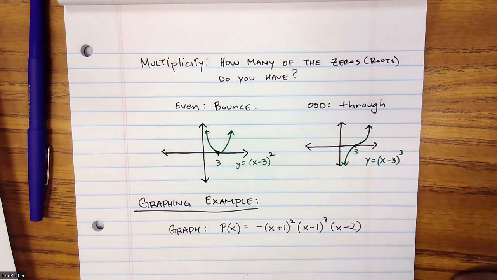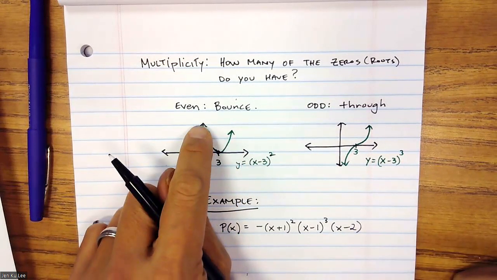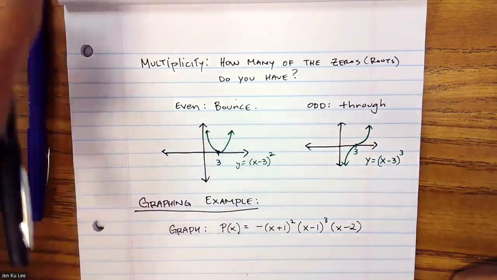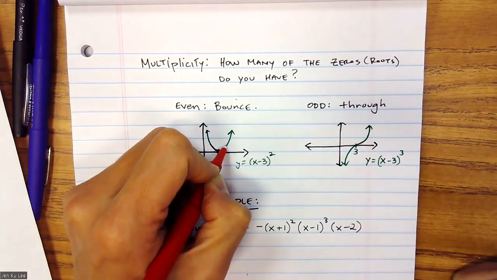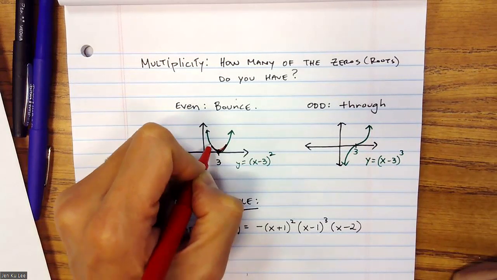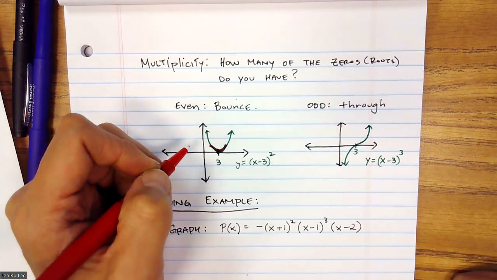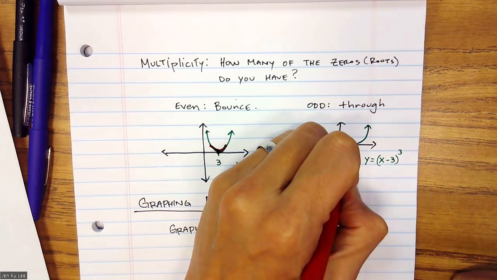Okay, the multiplicity, we're talking about the zeros of the function and how many zeros or roots we have. If it's an even number, then it bounces off of that zero. So it's heading down and it bounces, right? So at this point here at 3, it's going to bounce off and then go in the same direction, right? It's bouncing off of that zero. Okay. Here, if the multiplicity is odd, then it's going to go through it.